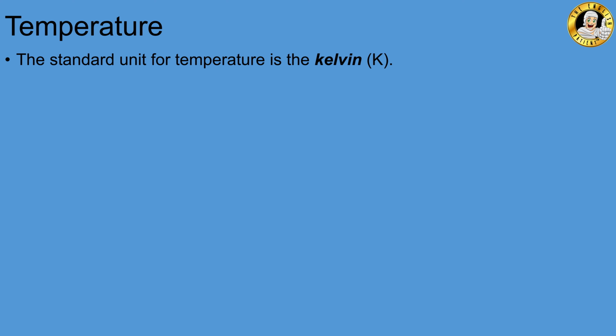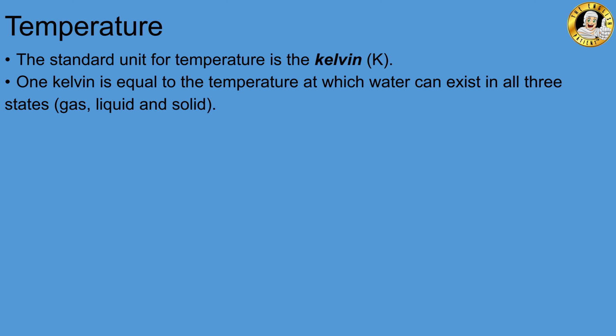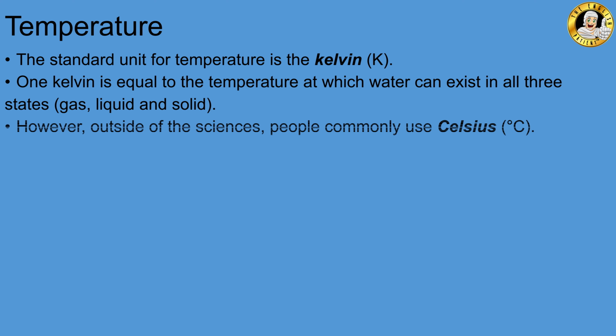Now, the standard unit for temperature is the Kelvin, and this is represented as an uppercase or capital K. 1 Kelvin is equal to the temperature at which water can exist in all 3 states: gas, liquid, and solid. However, outside of the field of the sciences, people don't really use Kelvin. It's mostly used for the sciences.